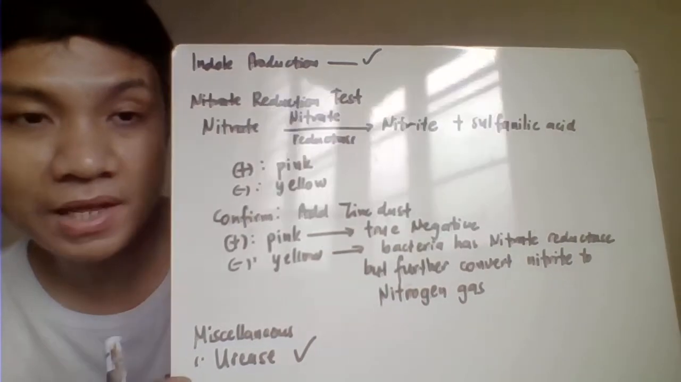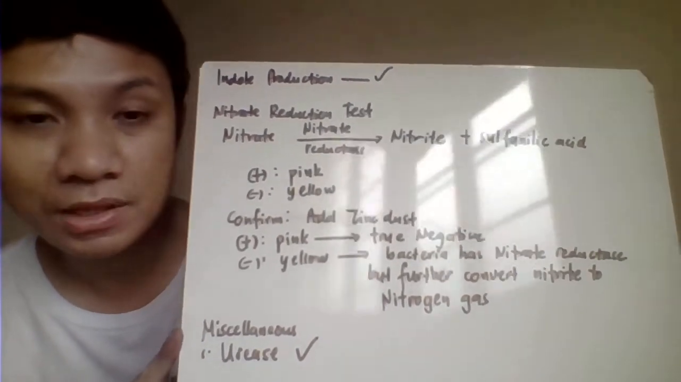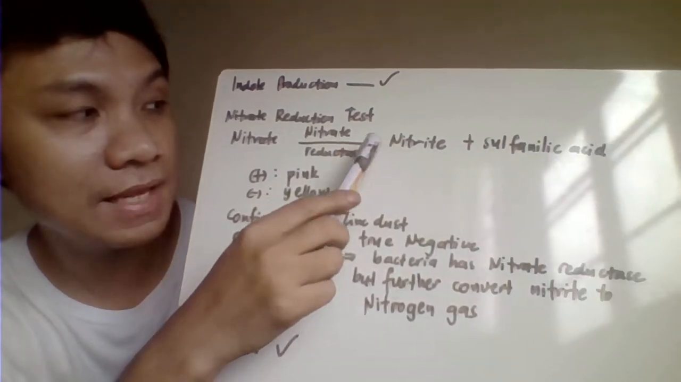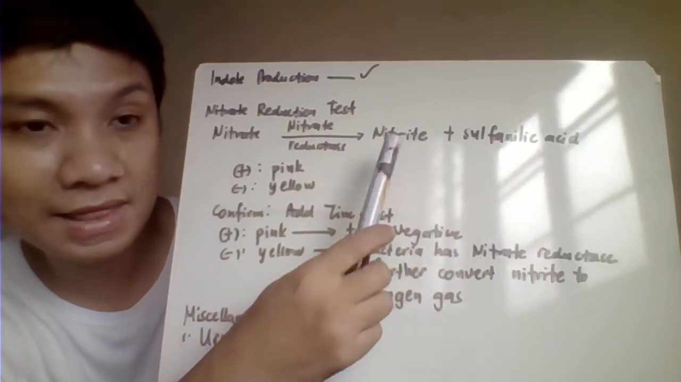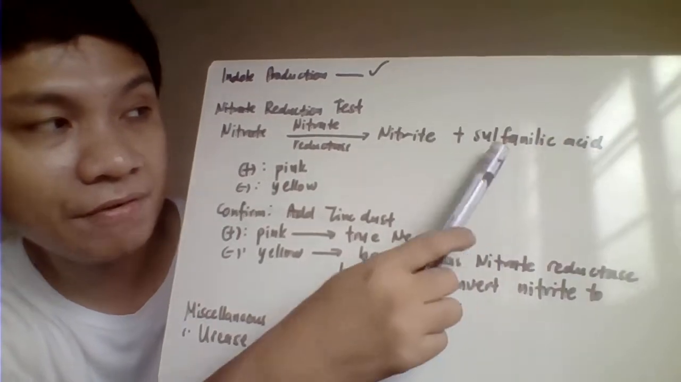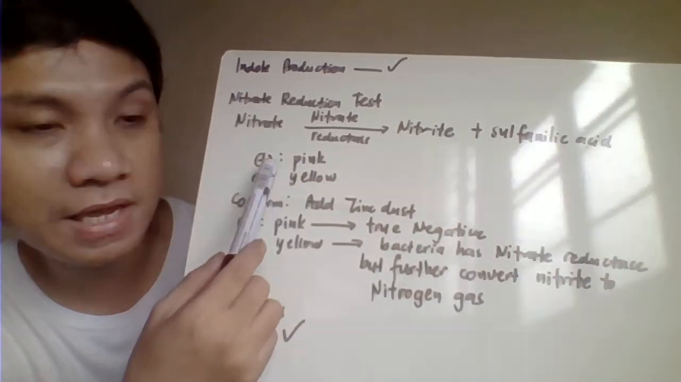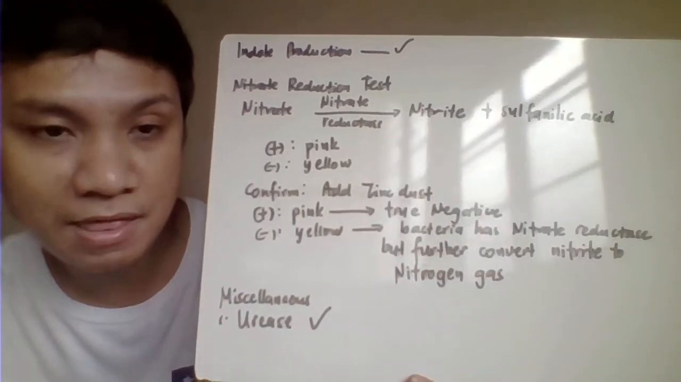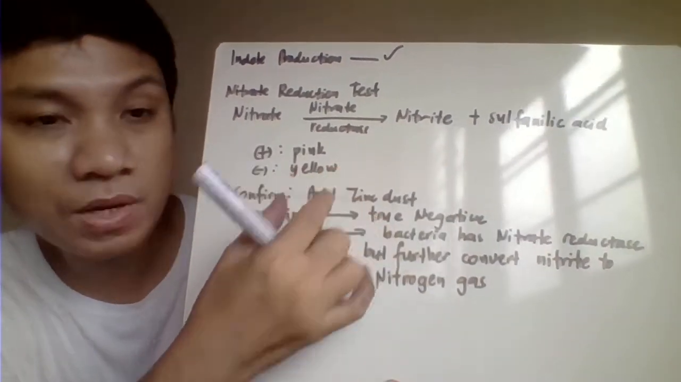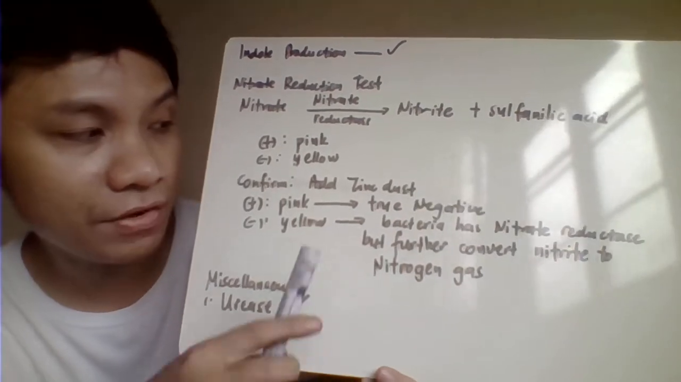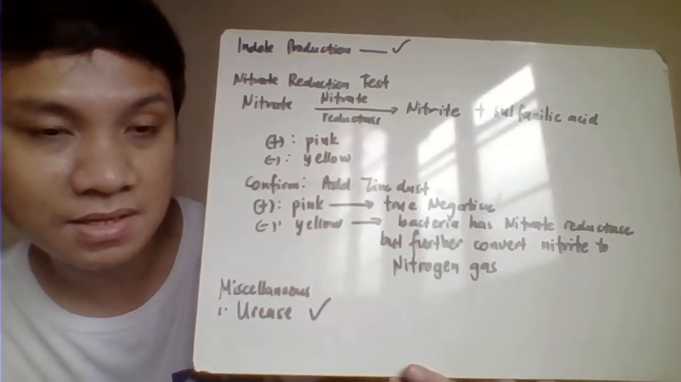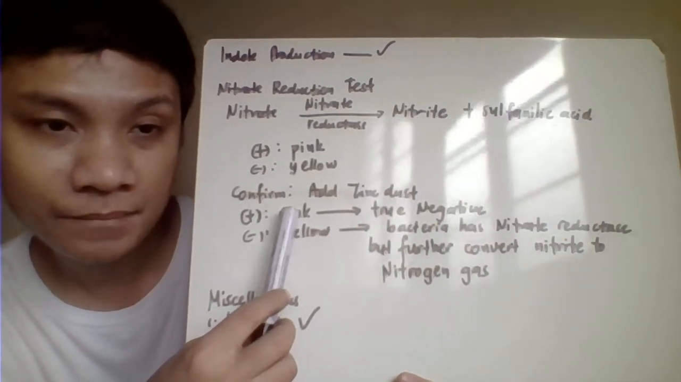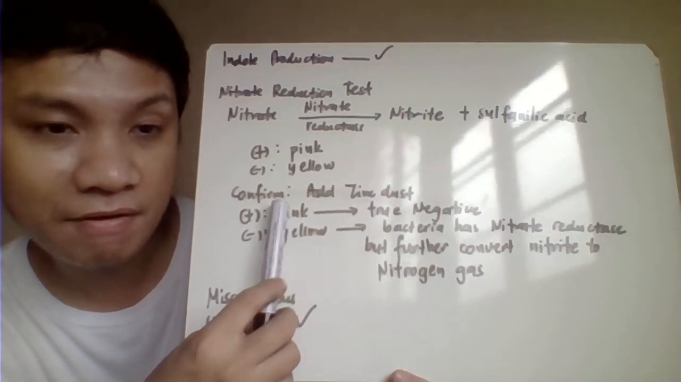Okay, another test, we have the nitrate reduction that would test the ability of your bacteria to convert your nitrate with the enzyme nitrate reductase to your nitrite. Upon addition of your sulfanilic acid, it will give a pink color reaction as positive and yellow is negative. So if it turns yellow, we need to confirm by addition of your zinc dust. Upon addition of your zinc dust, if it turns pink, it means that one is a true negative reaction.